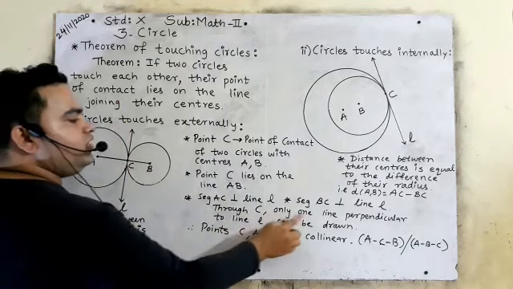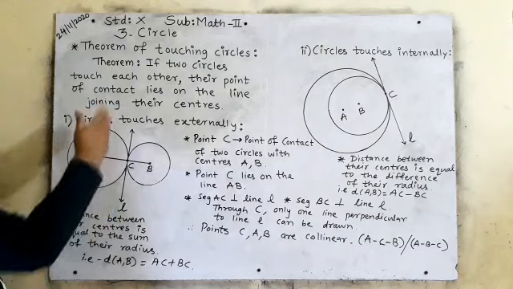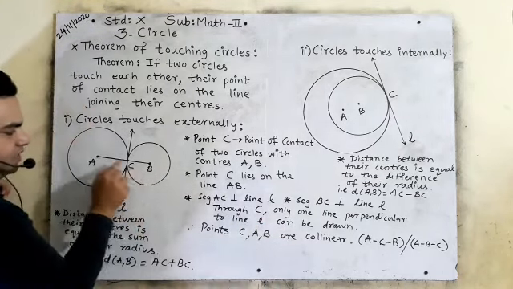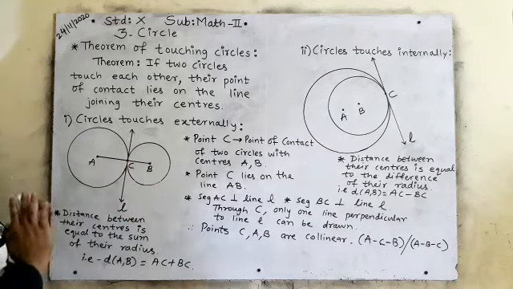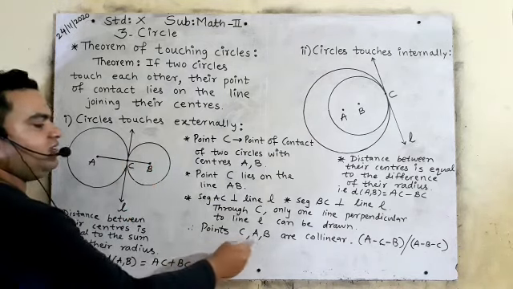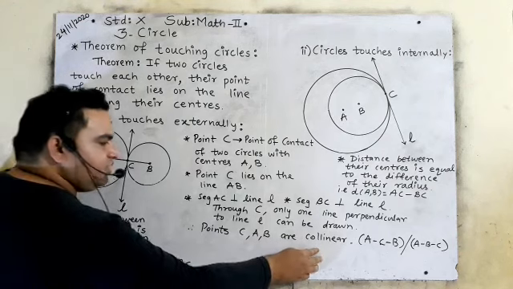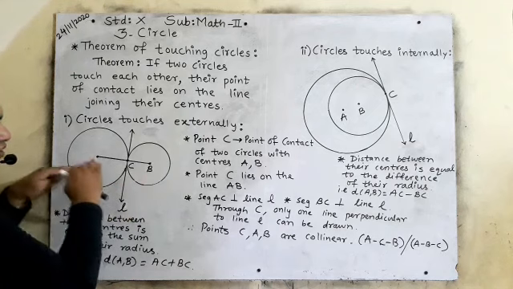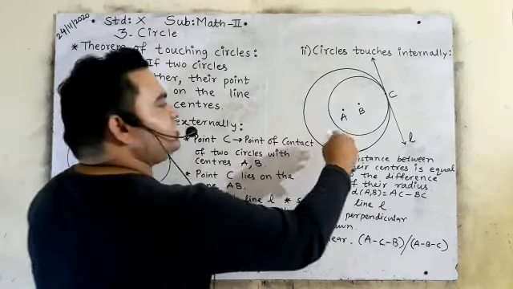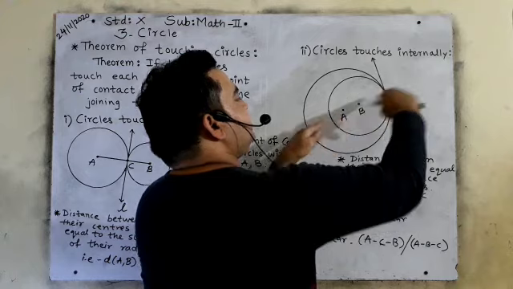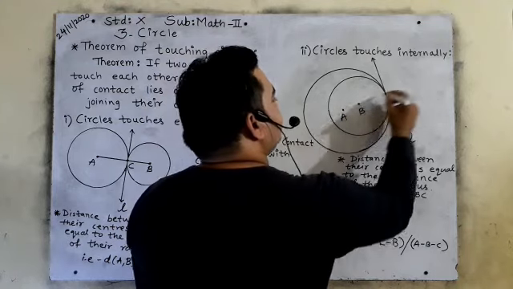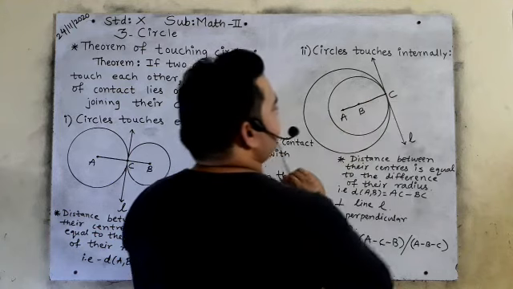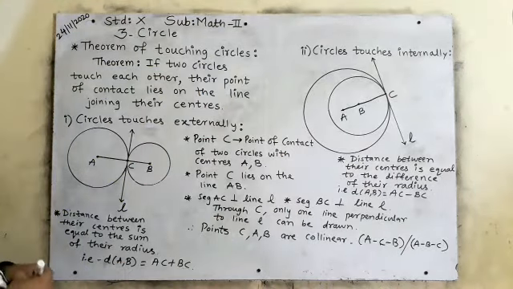Through C only one line perpendicular to line L can be drawn, here or here. Is it clear? So points C, A, B are collinear. That is A, C, B collinear points. In this condition, A, B, C, these three are also collinear points. If you join them, they will be collinear. Is it clear? I hope you understood here.